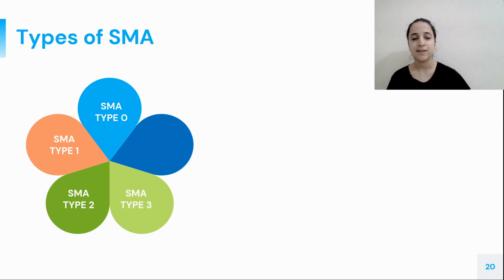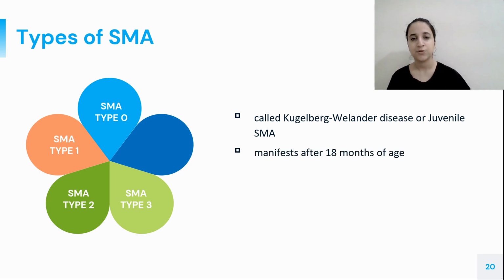The next type is SMA type 3. It is also called Kugelberg-Welander disease or juvenile SMA. It manifests after about 18 months of age.